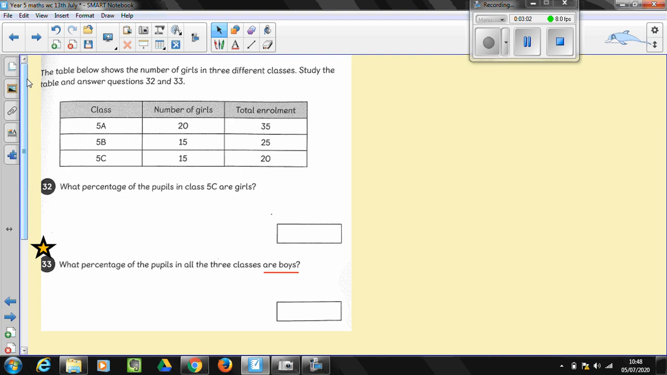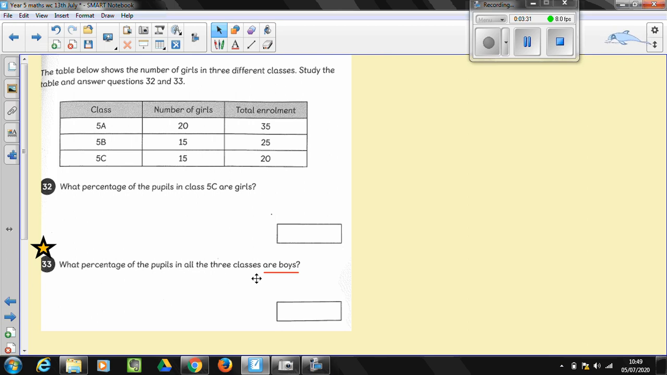The first question on this one is a percentage one, just like the one we did yesterday and the one we did last week. What percentage of the pupils in class 5C are girls? How many are girls out of the total? Remember, you're trying to get it out of 100 to work out your percentage. This question is really tricky and I don't know whether I found the best way to answer it. I'll show you my way to answer it on the next slide, but you have a go first.